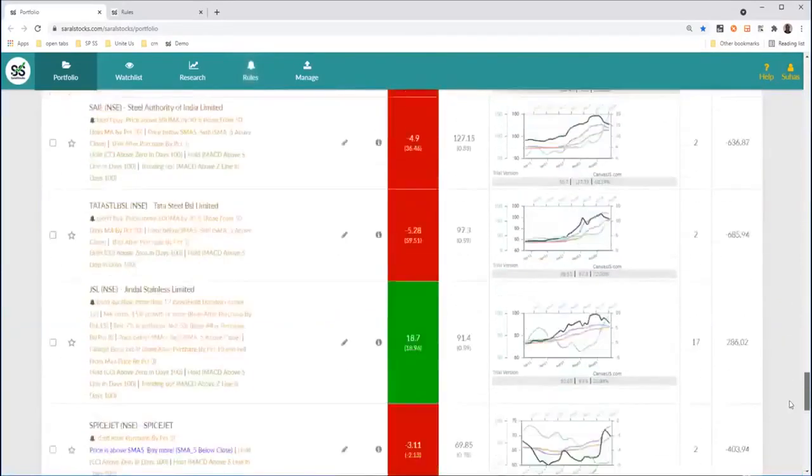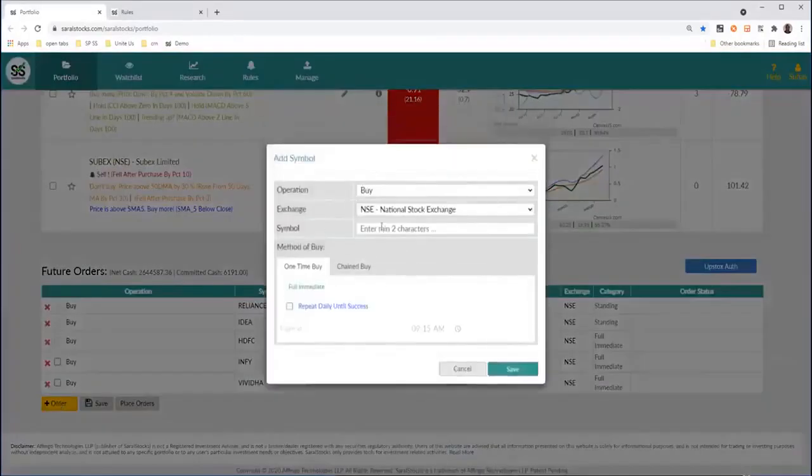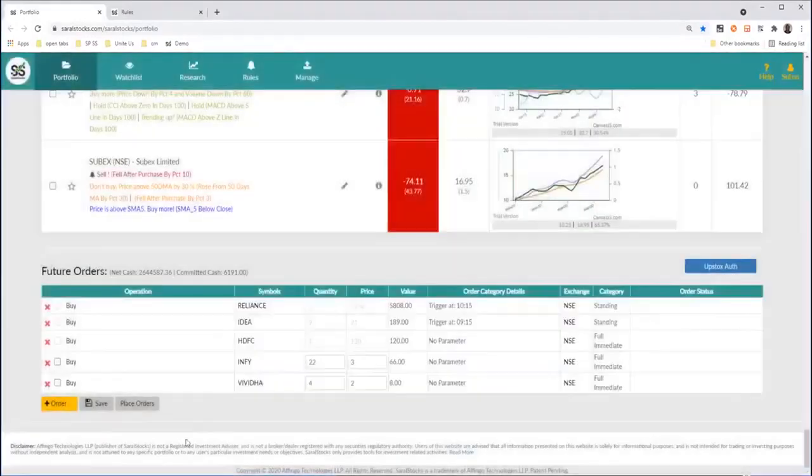There's a portion at the bottom here where you can put in the future orders. So you can create your own order by adding in stocks. When the market opens tomorrow, those orders can be placed if you are an Upstox customer. You can log into your Upstox account by clicking on the blue button, and once logged in, in the morning, you can place the orders for any of these stocks directly to your Upstox account.